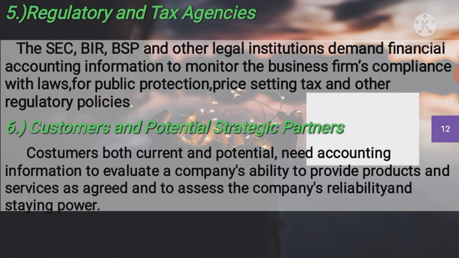Number 6, customers and potential strategic partners. Customers, both current and potential, need accounting information to evaluate a company's ability to provide products and services as agreed, and to assess the company's reliability and staying power.